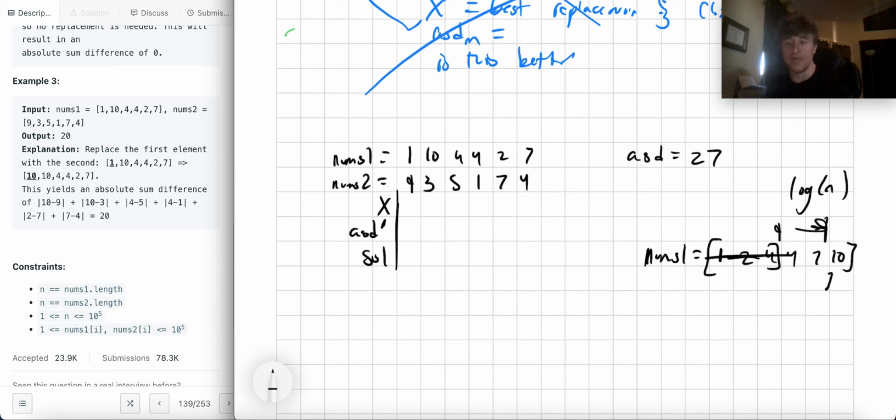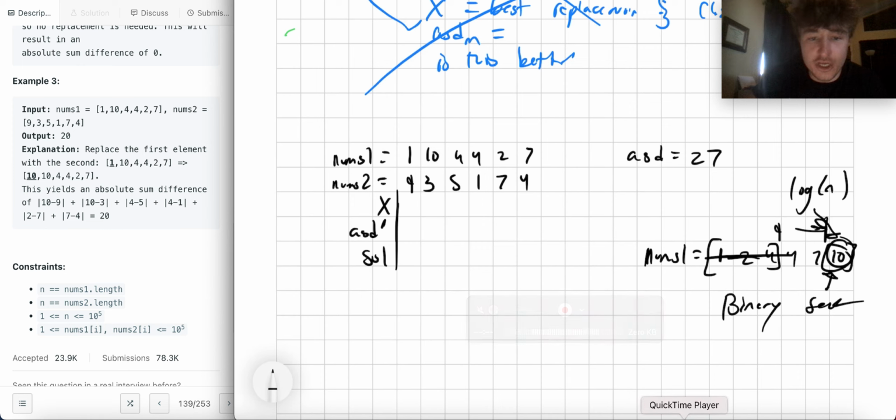Okay, so that's log n time binary search. And you can actually do that binary search with bisect right. You can look at the code for that, but basically you do a bisect call here, and that'll give you the opportunity to find this efficiently.